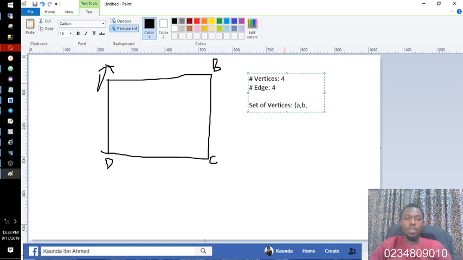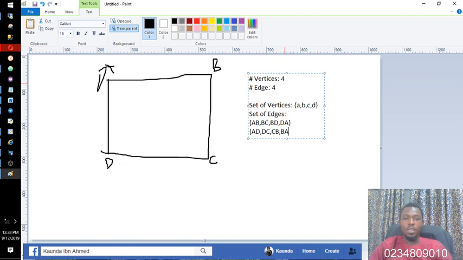And then we have the set of edges, that's the lines. How are they connected? We have AB, BC, CD, then DA. You can also list your set as AD, DC, CB, and then BA. That too is fine. But D is not connected to B, so there's no way you can list something like DB. That's not how they are connected. There's no edge, no line connecting those two vertices.